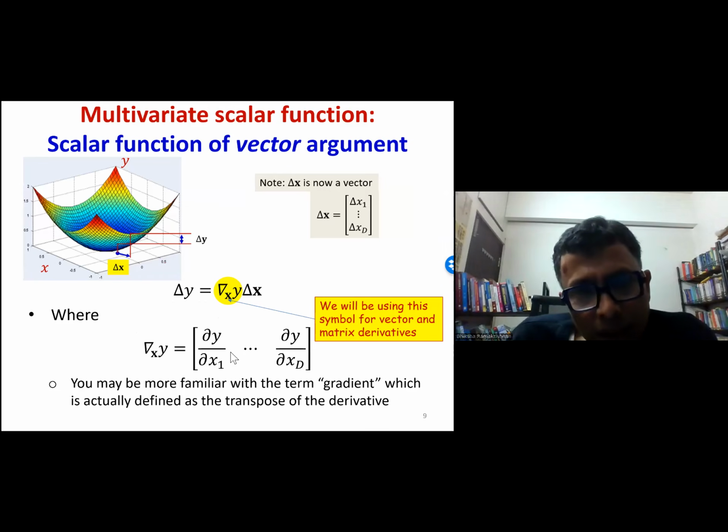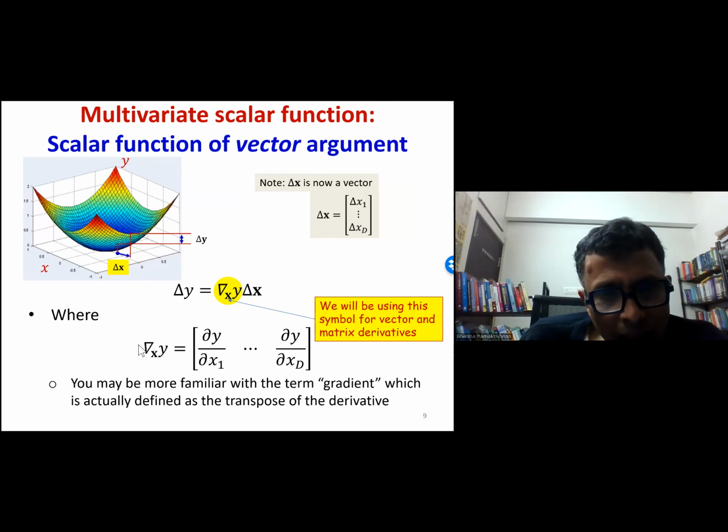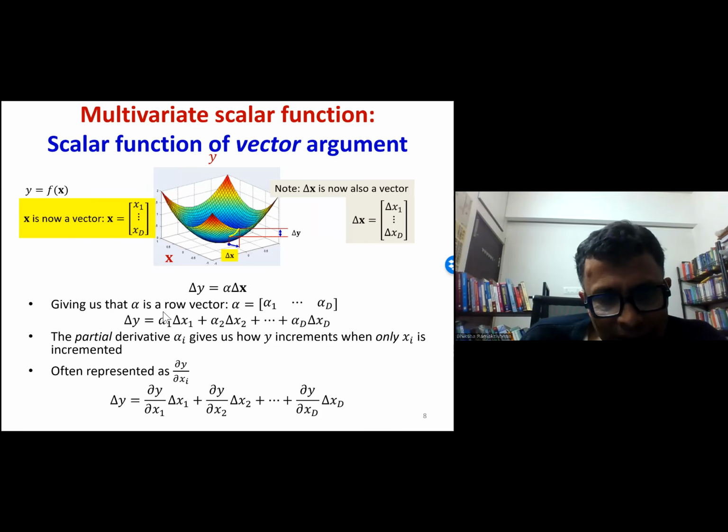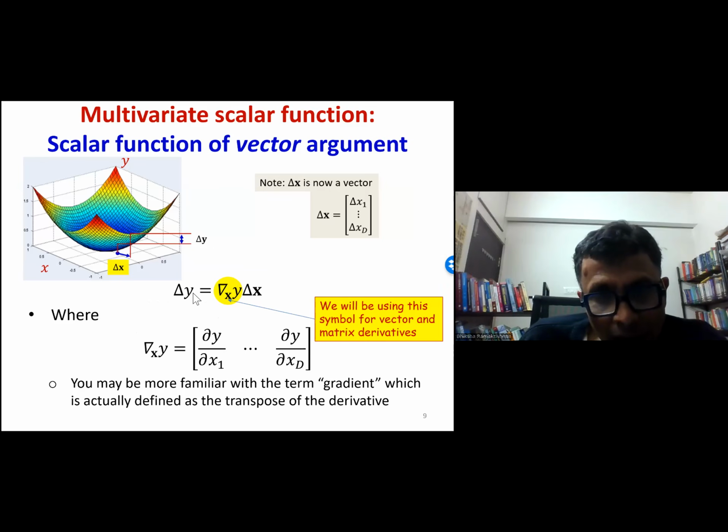So I can write the whole thing like so, right? Instead of writing alpha, we know alpha is a vector. We also know that this derivative depends on the position where you're computing it. So instead, we will use this notation nabla x y. Nabla is this inverted triangle. The subscript x tells you that you're taking the derivative with respect to x, and you're taking the derivative of y. So again, delta y is nabla x y times delta x, where nabla x y is this row vector of partial derivatives.